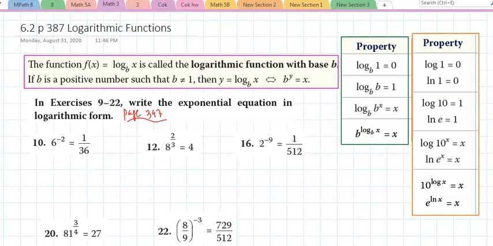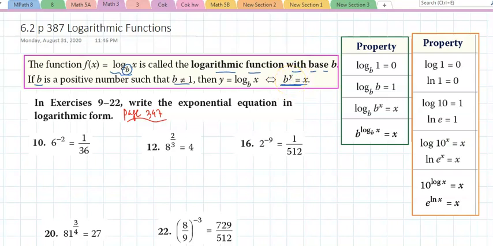Section 6.2 talks about logarithmic functions. In this section, it's very important that we separate between a log form and exponential form. A function f of x equal log base b of x is called a logarithmic function with base b. If b is a positive number and not equal to 1, that reminds us of an exponential function. Then y equal log base b of x means that x equal b to the y.